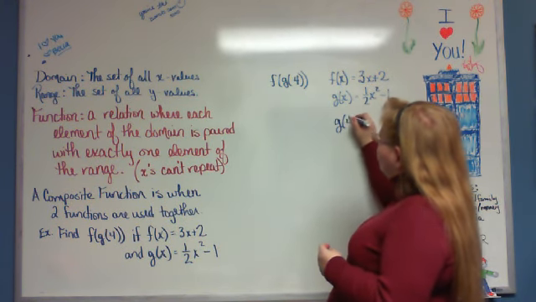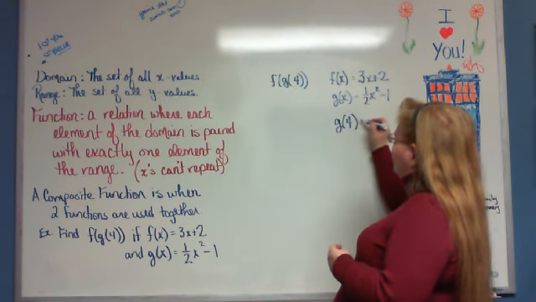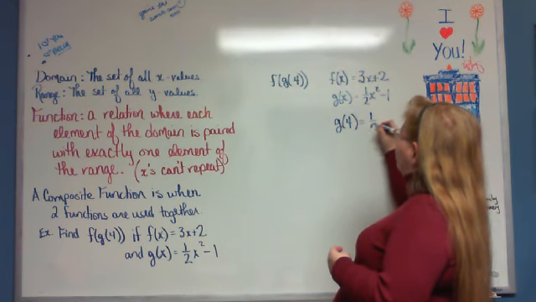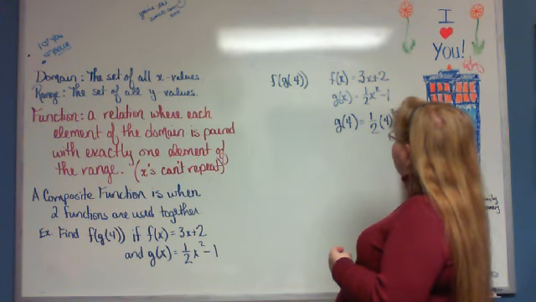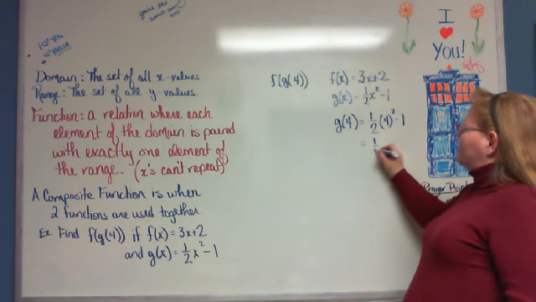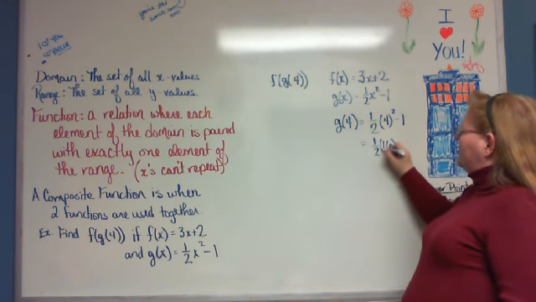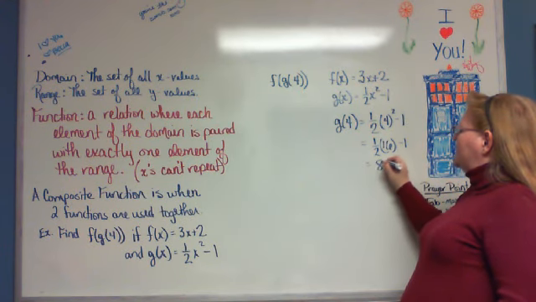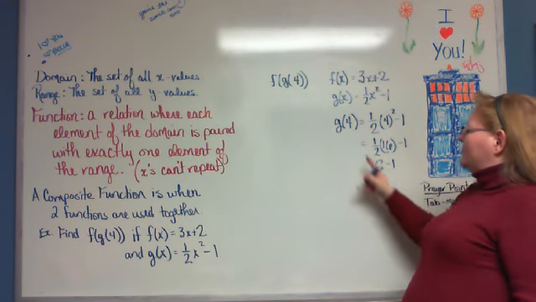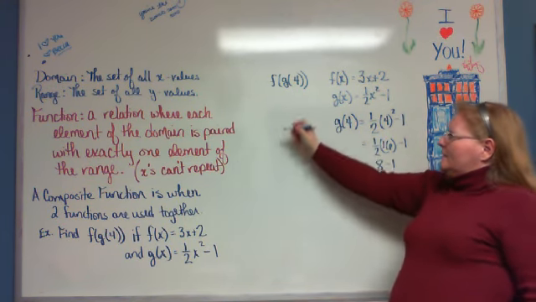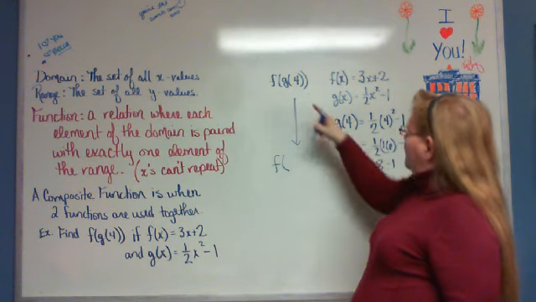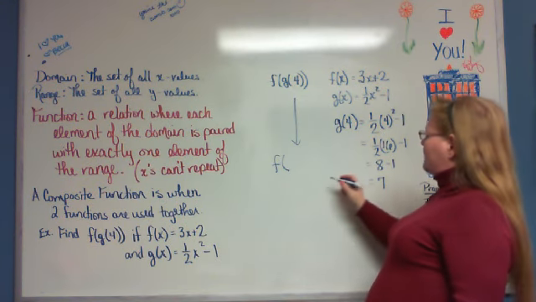So in order to find g of 4, what changed from here to here? Well, I put my x in as 4. So over here, I need to put my x in as 4. And then I can evaluate this. 4 squared is 16. Half of 16 is 8. 8 minus 1 is 7. Well, now I know that g of 4 is 7. So instead of writing it this way, I'm going to write f of, instead of g of 4, I'm going to put what g of 4 is, which is 7.